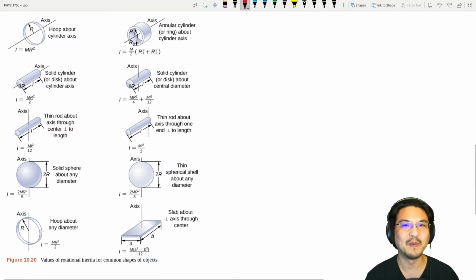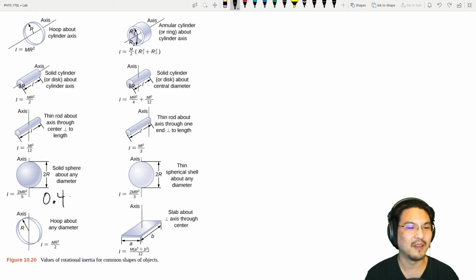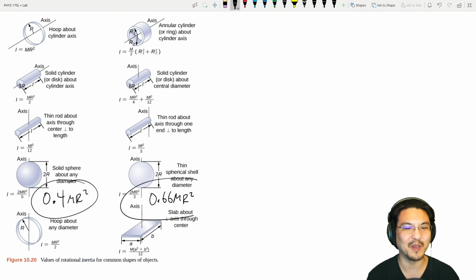Let's go back to our table over here. So for example, a solid sphere, 2/5 mr squared. 2/5 is like 0.4. Right? Or a thin spherical shell. So if you, instead of solid, you hollow it out, that's 2/3. Right? So then solid sphere, hollow sphere. But then let's say it's only partially hollow, then it'll be somewhere in between these two numbers.